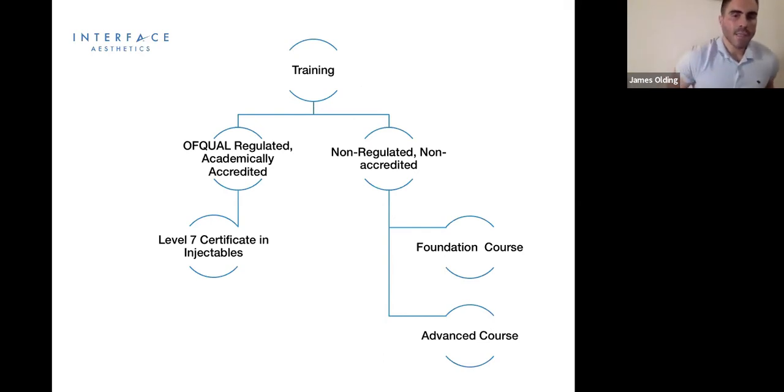This just lays out some of the things I've already discussed in terms of regulation and training. We have the two main areas, which are non-regulated, non-accredited, and Ofqual regulated, academically accredited. At the moment, the only qualification we have that provides that level of regulation and accreditation is the level 7 certificate. That's not to say that you should only do that qualification.